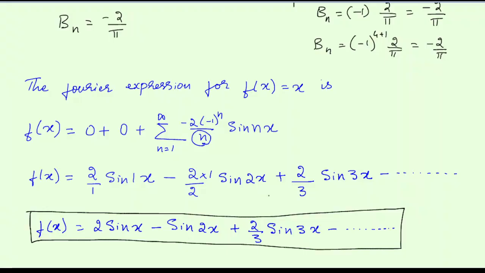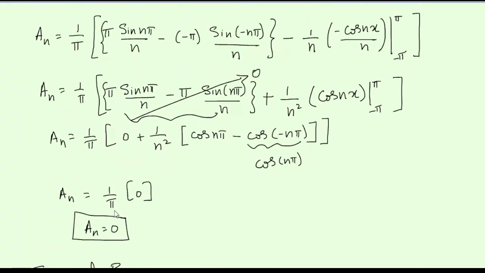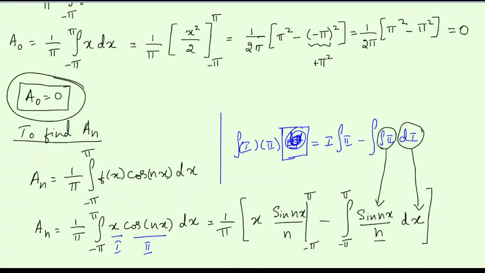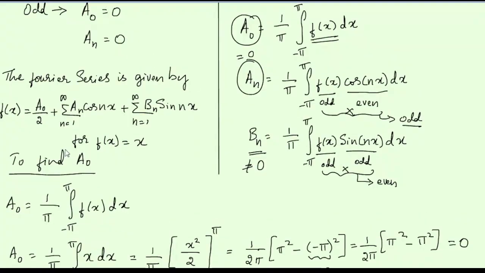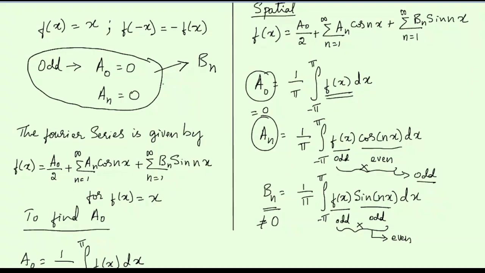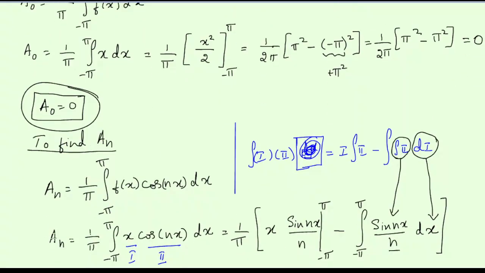To save time, you don't have to go through the derivation of an and a0. You don't have to do all these things. You can just say what I said in the beginning: for odd functions, a0 equals 0, an equals 0. You can say this and go ahead and find out Bn to save time, because this question is only for 4 or 5 marks. You can just skip this entire work which goes into finding a0 and an. You don't have to do that in the exam.